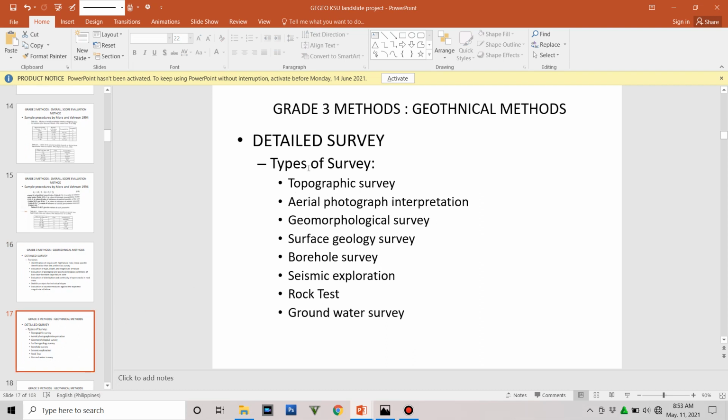So the detailed surveys are the following. We have the topographic survey, the aerial photograph interpretation, geomorphological survey, surface geology survey, and borehole survey. The borehole survey will have a lot of data that will be acquired through boreholes, like groundwater table, the pore water pressure, as well as the stratigraphy of the soil. Then we have the seismic exploration, the rock test, and the groundwater survey.